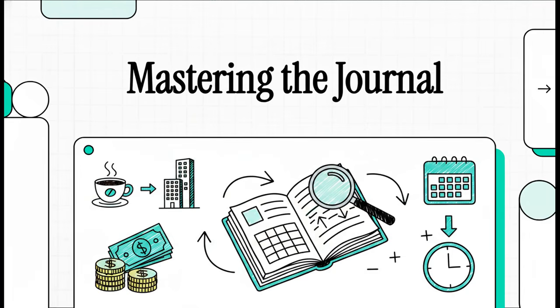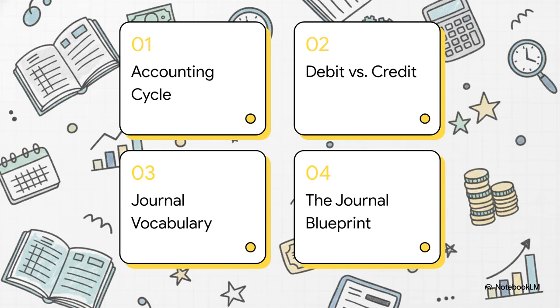Today, we're diving right into the absolute foundation of accounting. We are going to break down exactly how businesses capture and record their daily transactions from day one. To do this, we're focusing heavily on the very start of the accounting cycle. It's that critical moment where raw, real-world data gets recorded into what's known as the first book of accounts, the journal.